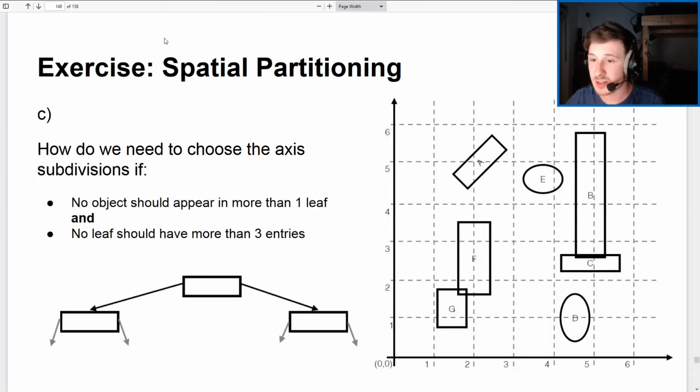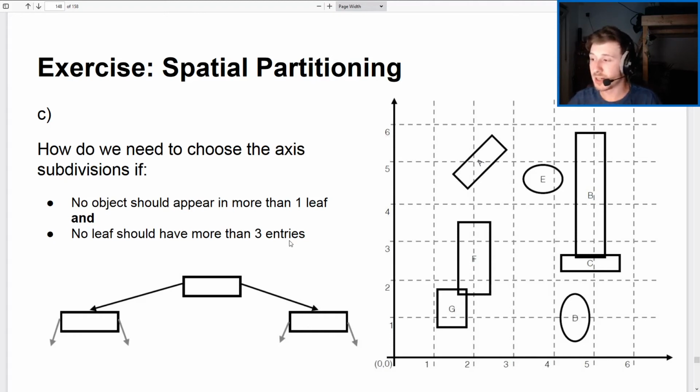Okay, let's continue with the next exercise, C. How do we need to choose the axis subdivisions if no object should appear in more than one leaf and no leaf should have more than 3 entries? Okay, so for this, that's kind of a bit different. We kind of need to draw our own lines, basically do it like that. Don't try to imagine like y and x or something. Just try drawing lines to partition everything into little boxes that fulfill the criteria we have here. Okay, no object should appear in more than one leaf, and no leaf should have more than 3 entries.